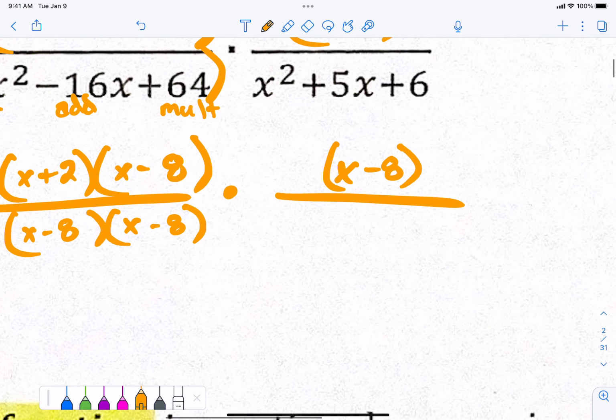Last thing on the bottom, this is a simple trinomial also. Multiply to get 6, add to get 5. Plus 5, plus 1? I don't think that's going to work. That multiplies to give me 5, but it adds to give me 6. You got it flipped around. Oh, 6 and 1? Wait, or 5 and 1, I mean.